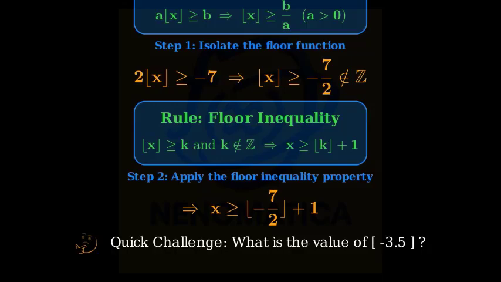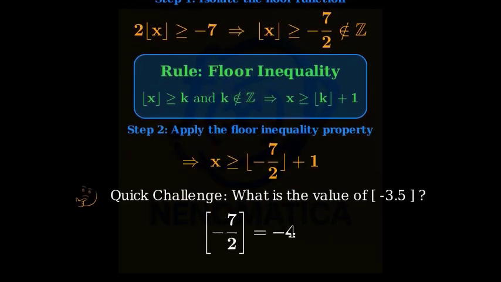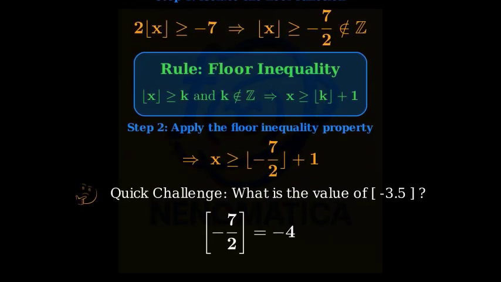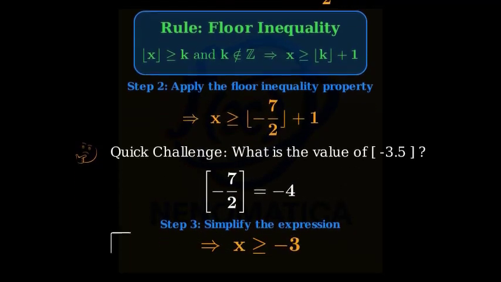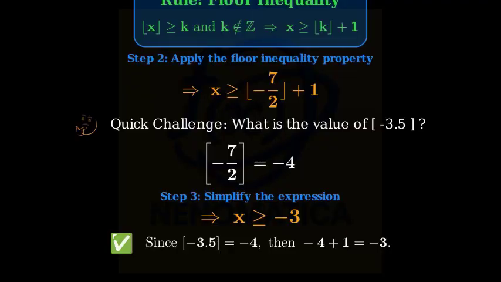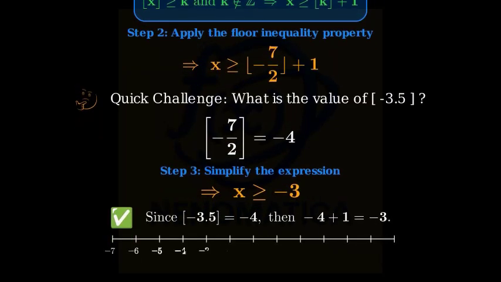Step 3. Simplify the expression. The floor of negative 3.5 is negative 4. So x is greater than or equal to negative 4 plus 1, which is negative 3. Great work! To visualize the solution, here is a number line with a closed dot at negative 3 and a green ray to the right representing all x greater than or equal to negative 3.